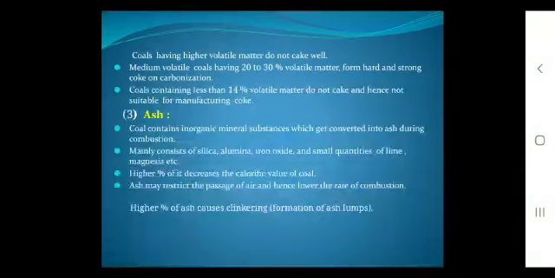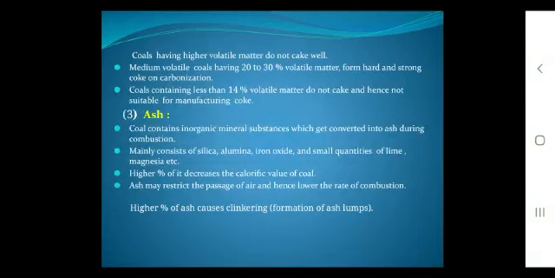Medium volatile coals, which have about 20 to 30% volatile matter, form hard and strong coke on carbonization. So they give a proper coke. So it is good. So that much is required. Coals containing less than 14% volatile matter do not cake and hence are not suitable for manufacturing coke. So higher is not required, and lesser, that is less than 14%, is again not good. So medium range of volatile matter containing coals are good for manufacturing coke.